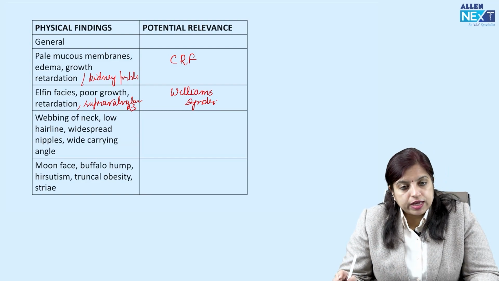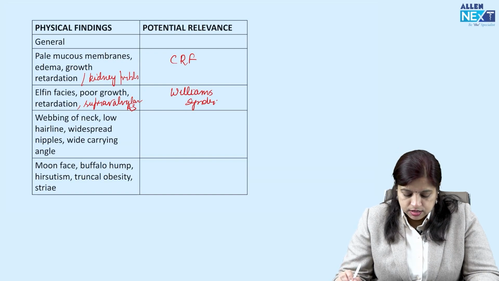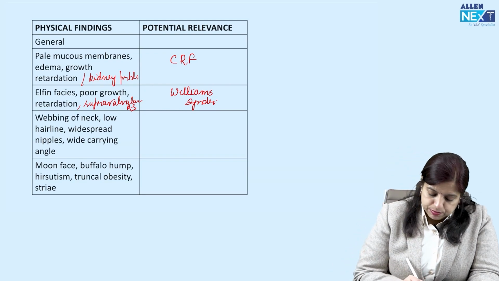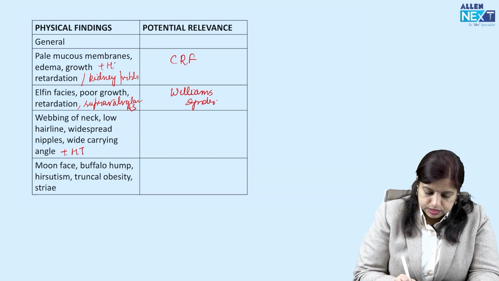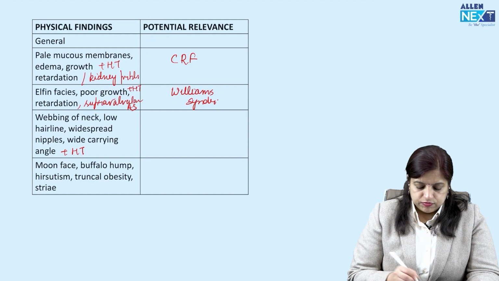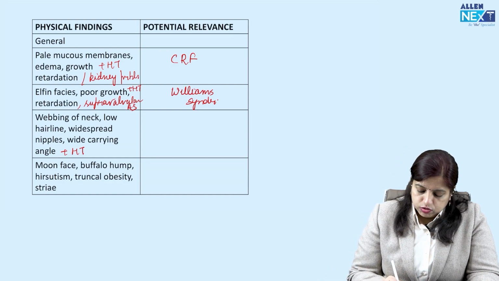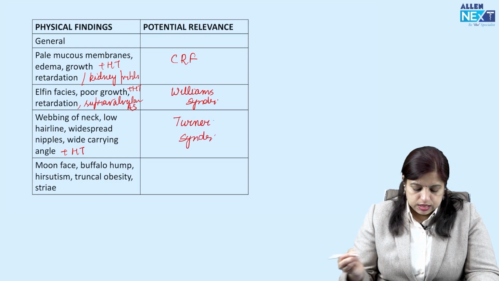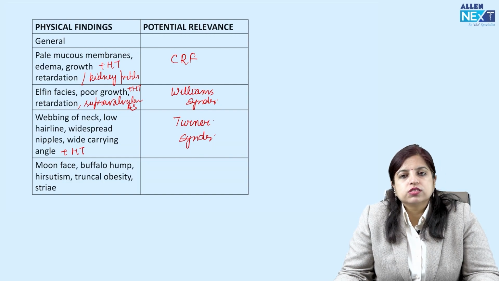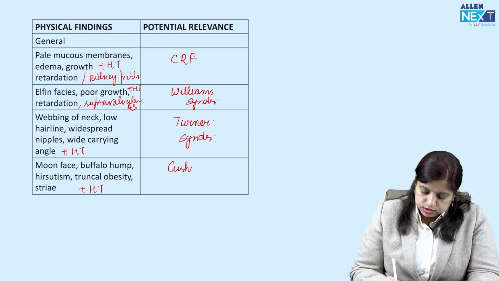Then we have webbing of neck, low hairline, widespread nipples, wide carrying angle, and this is a girl child with hypertension. Of course, everything has hypertension with it. So webbing of neck, low hairline, widespread nipples, wide carrying angle, what comes to your mind? Full marks to you for guessing. It is Turner syndrome. Then you have moon facies, buffalo hump, hirsutism, truncal obesity with hypertension, with stria. This is nothing but Cushing syndrome, right?